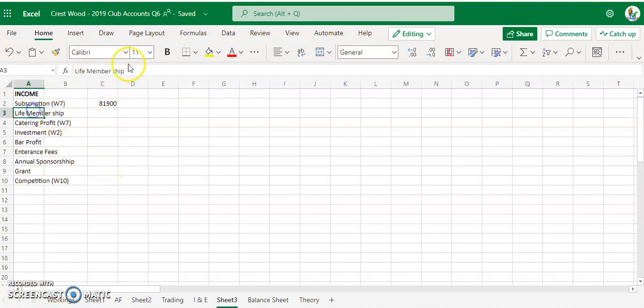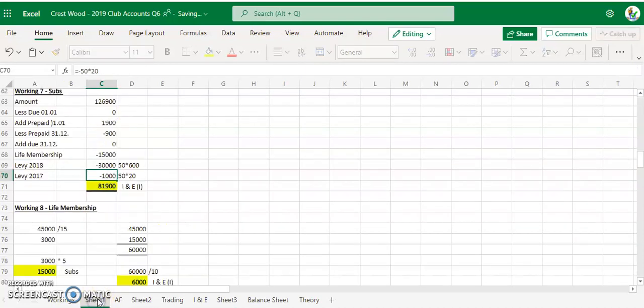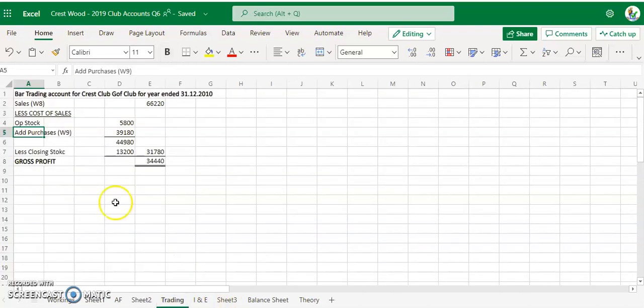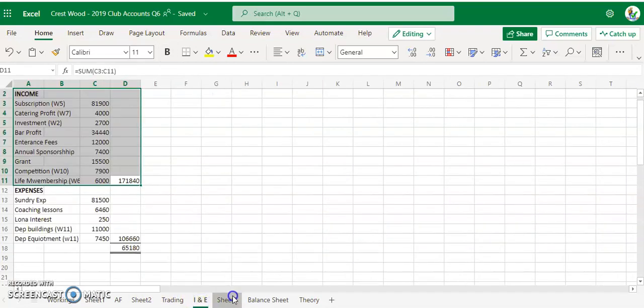Also, part of the next working, which is working 8, we've got our life membership that we have to bring across each year, which was 6,000. If we remember, we would have taken the 60,000 divided by 10. So 6,000 goes into your income and expenditure as part of income, and the balance, 54, will go into your balance sheet as your fixed asset. So they're the first two that we've put in as part of our income and expenditure.